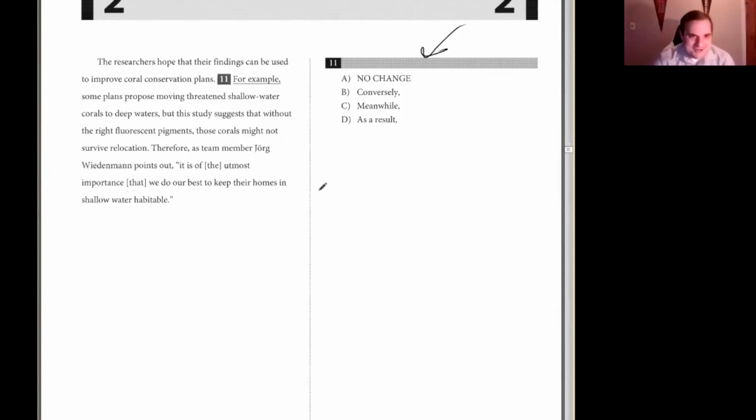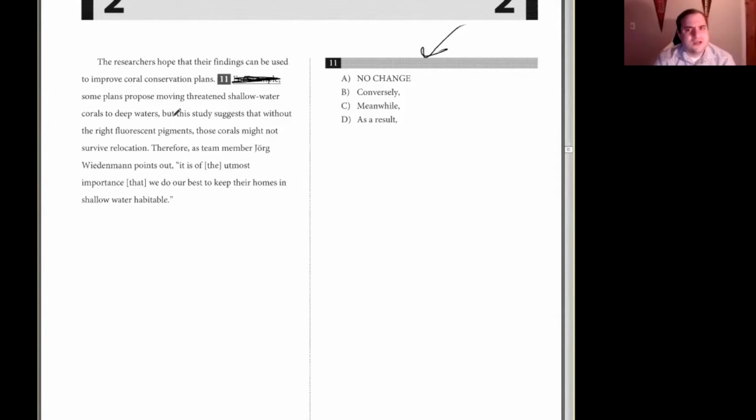So what are we actually doing? Well, we need to read the sentence before and the sentence it's in, get the main ideas, and ask ourselves what the relationship is. So: The researchers hope their findings can be used to improve this. Some plans propose moving shallow water coral.